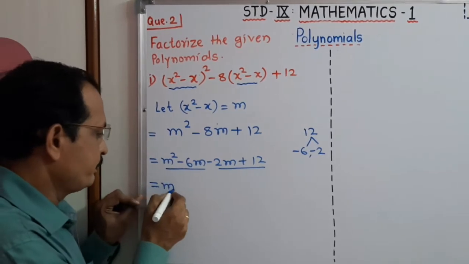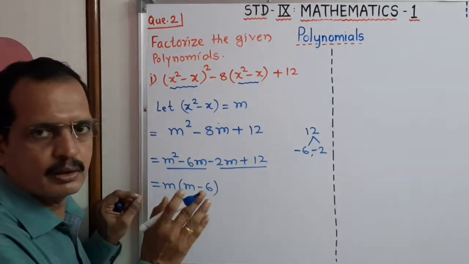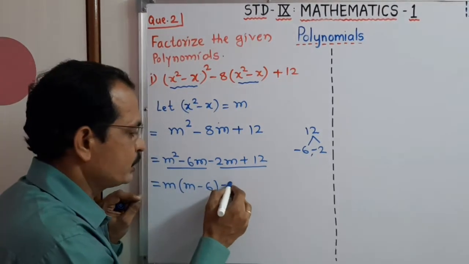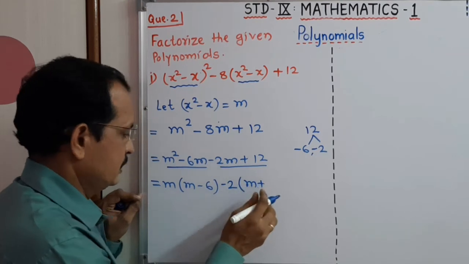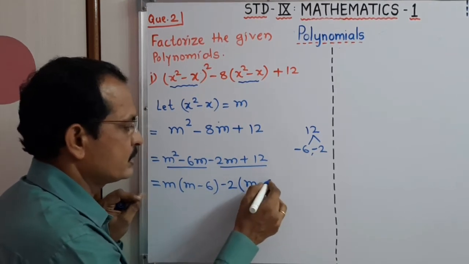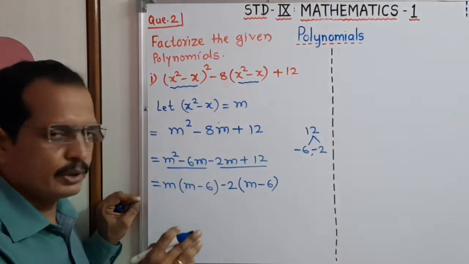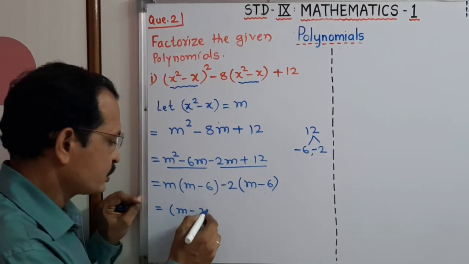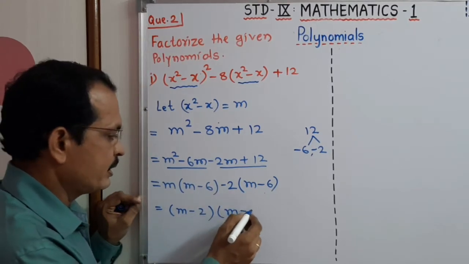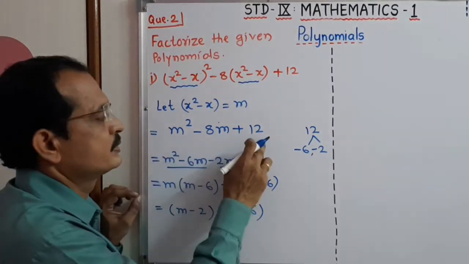It is m into m minus 6. Very simple calculation is there. Minus 2 into m minus 6. I think everyone understood this. Now see here, m minus 2 and m minus 6. These are the factors of this.